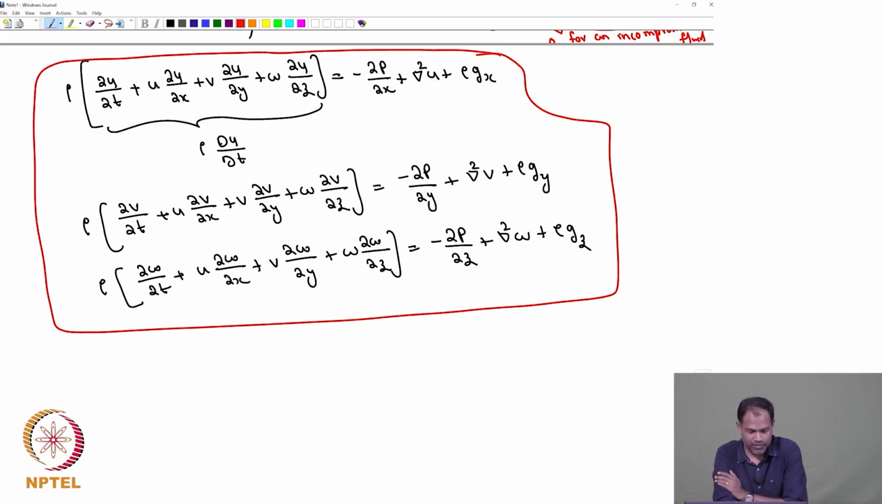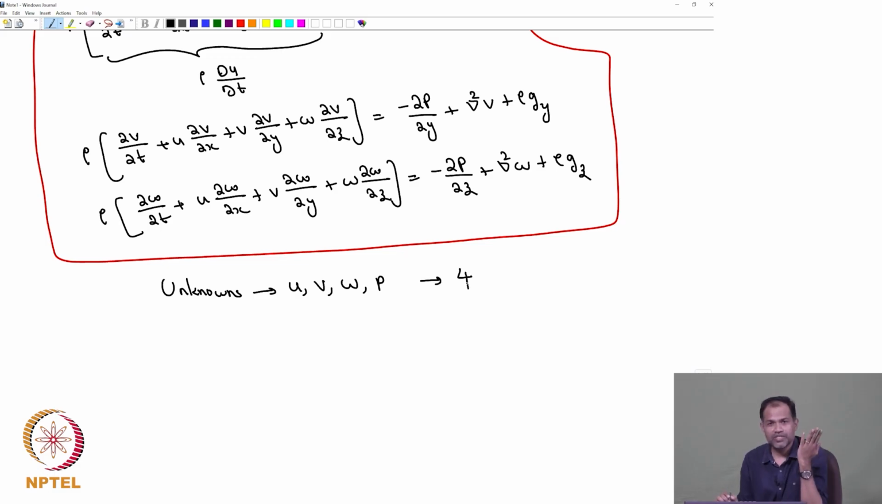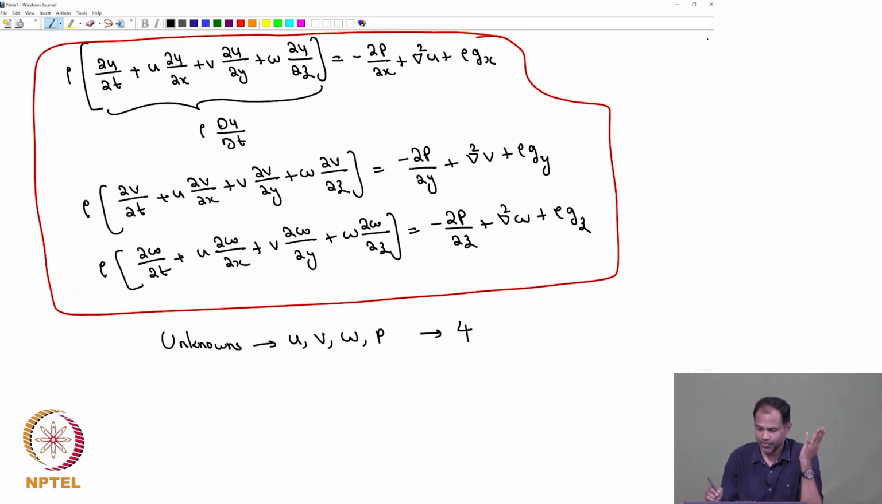So that is the equations of linear momentum expressed only in terms of velocity. So if you look at now, you only have u, v, w and pressure as the unknowns. So the unknowns are u, v, w and p. So that is 4 in number. How many equations are there? You have 3 equations here, the x, y, z linear momentum equations, and then you also have conservation of mass. So you will have 4 equations, 4 unknowns, and given any problem you will be able to solve and find out the solution.